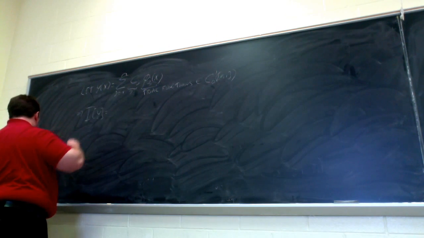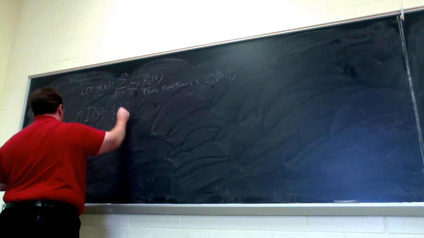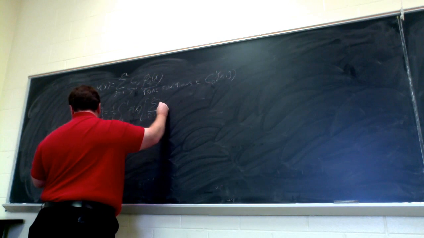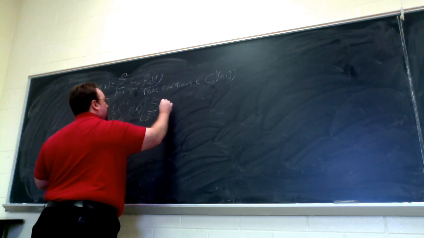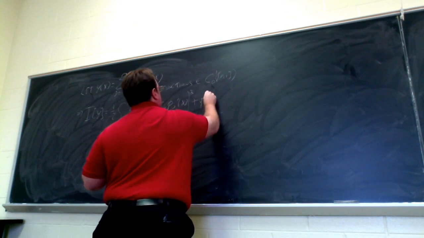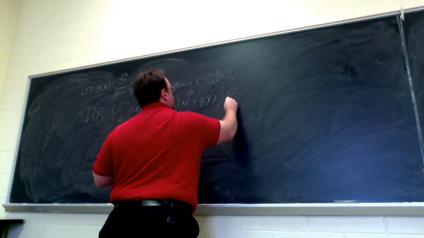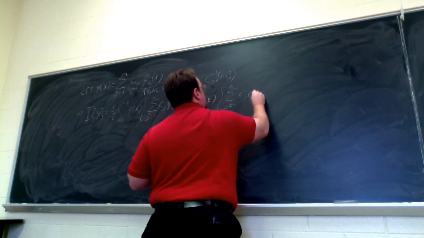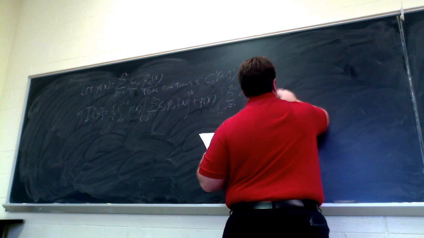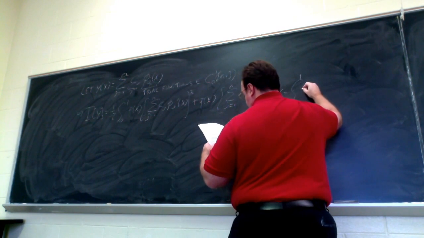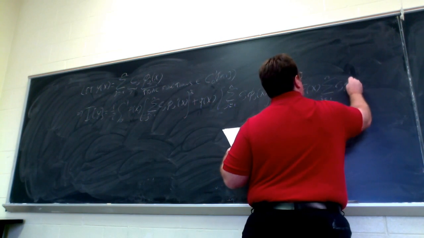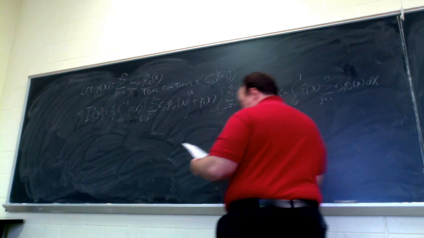Okay, so I substitute this into my functional. I compute I of y, and that's going to give me 1/2 integral of p of x times the sum of cj bj prime of x squared plus q of x times the sum of cj bj of x squared dx, minus integral of f times the sum of cj bj of x dx.